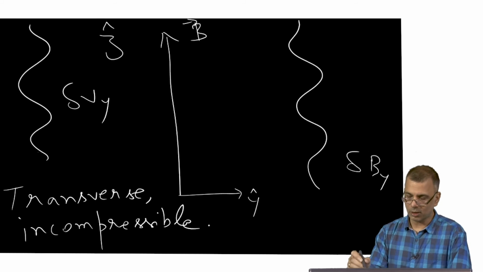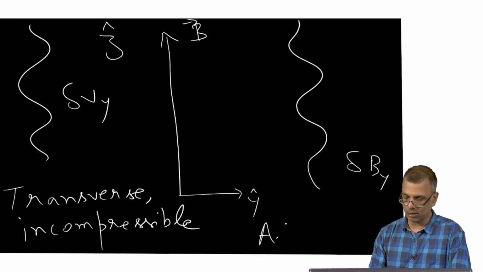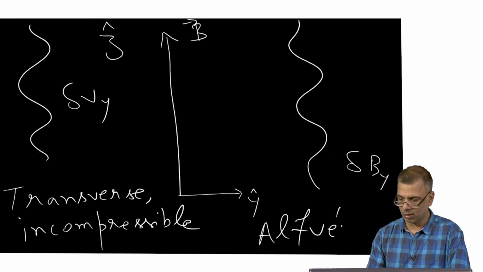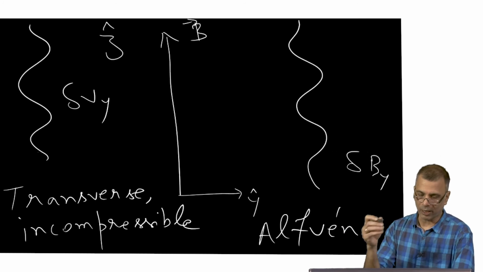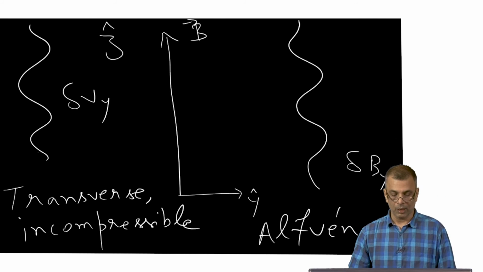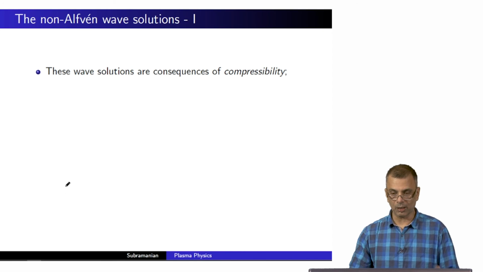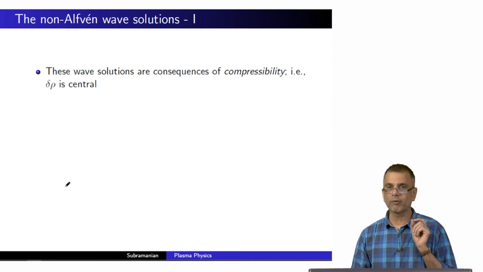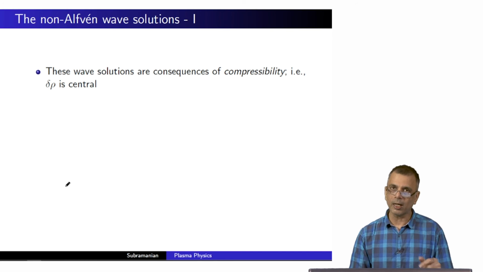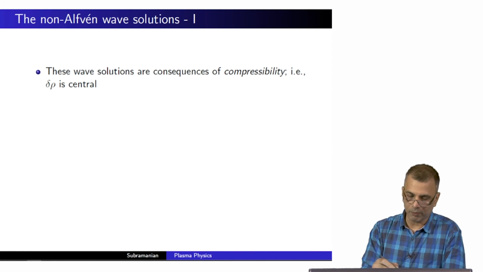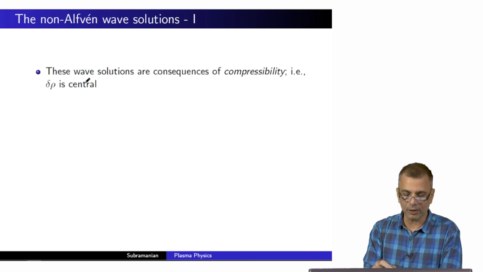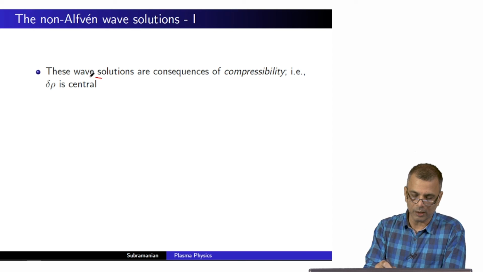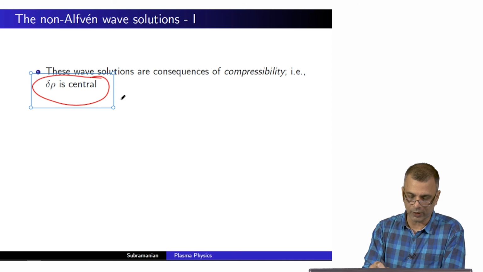Right, so this is just Alfvénic perturbations. Okay, now it turns out that the other solutions are consequences of compressibility. In other words, unlike the Alfvén solution, the appearance of delta p is very important.